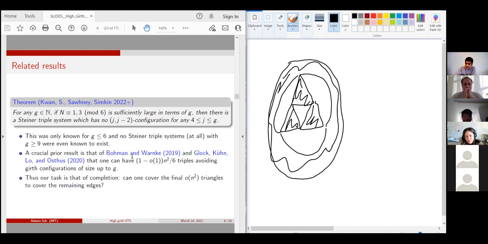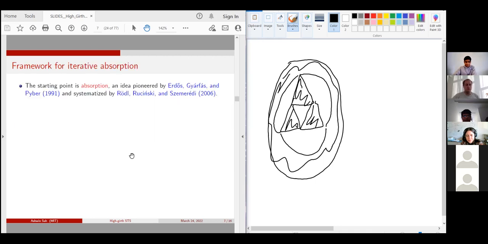So really, and this maybe harkens back to what was known in the original design's problems, the task here is really completion in terms of getting these little of n squared remaining edges to be covered somehow. All right, so let's talk about iterative absorption, which is one way to cover this remainder. The other is, of course, Kibosh's method.